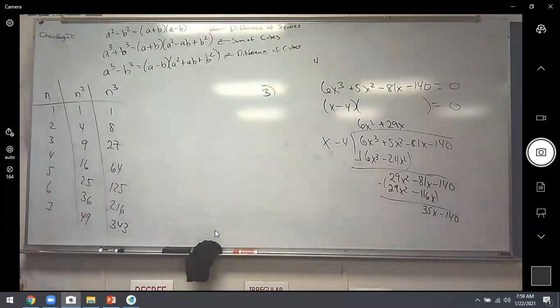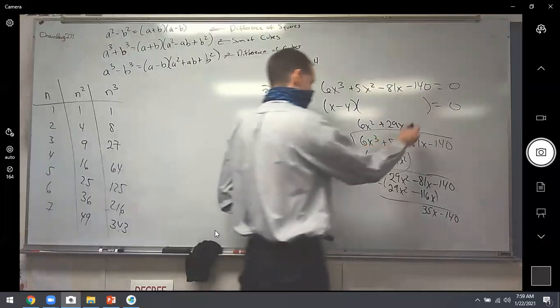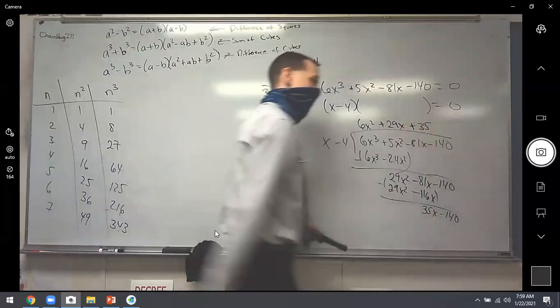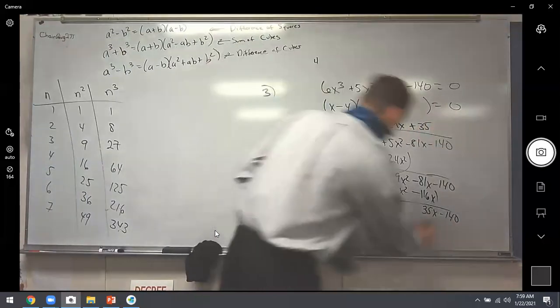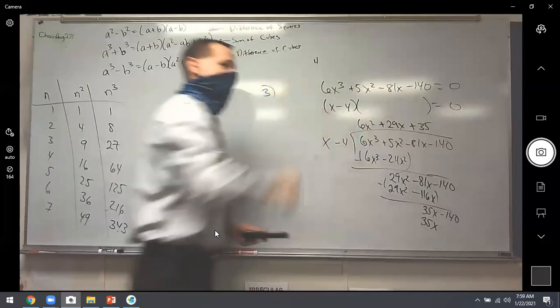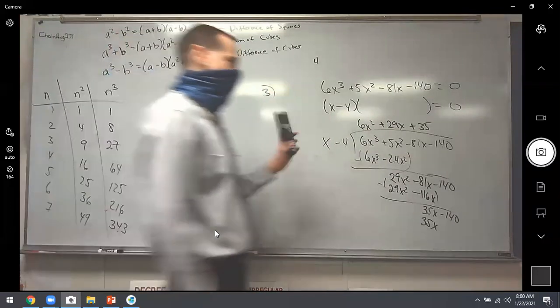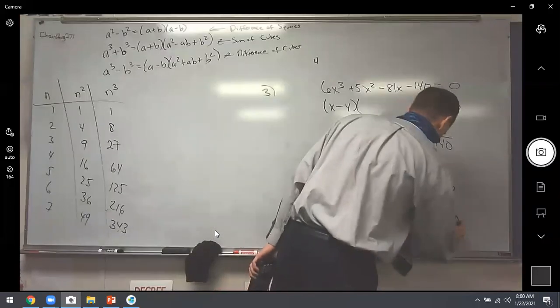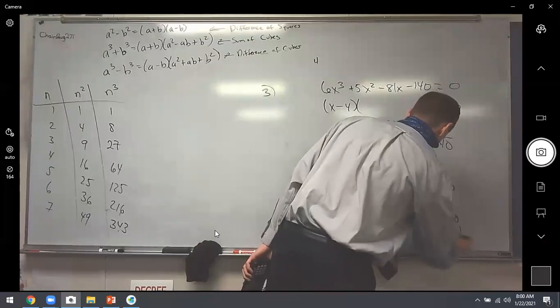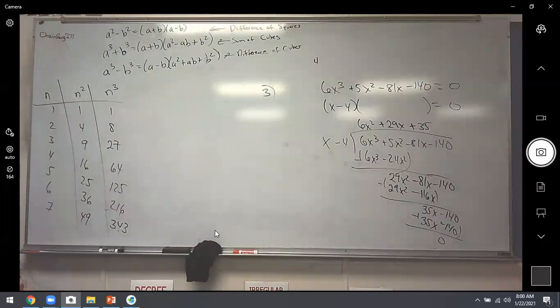Bring down the other junk and start again. So clearly, x times 35 will give me 35x. So I'm going to have a 35x down here. I'm going to pray that 35 times 4 is 140. And if I double check that, yes, it is. 35 times negative 4 is negative 140. And as desired, it better dang well be 0. If my remainder ain't 0, I ain't doing it right.